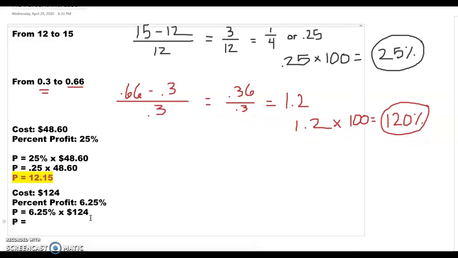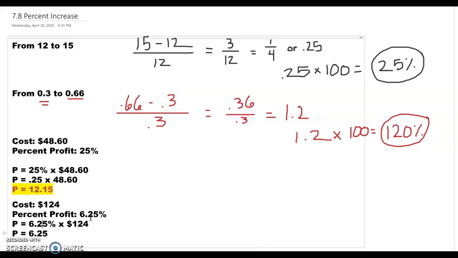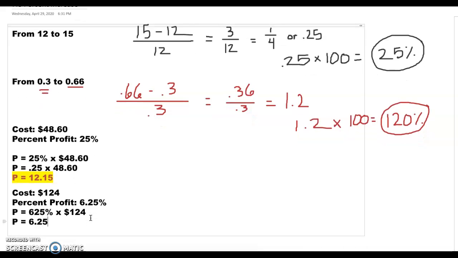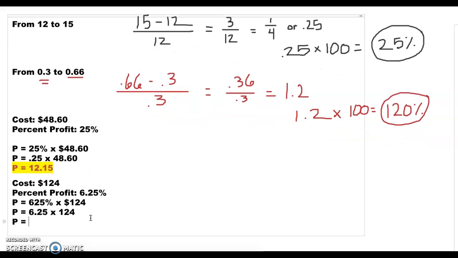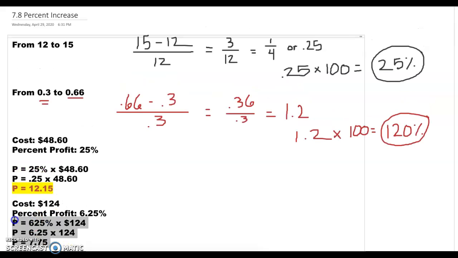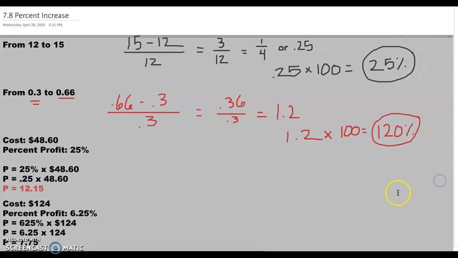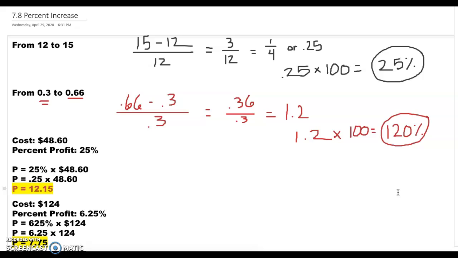P equals, convert it into a decimal. 6.25, I apologize, let's just say 6.25%, over 125. So now we have our equation set up. We have 6.25 multiplied by 124, and our answer is going to be P equals 7.75. And that is how we go about finding the percent increase.